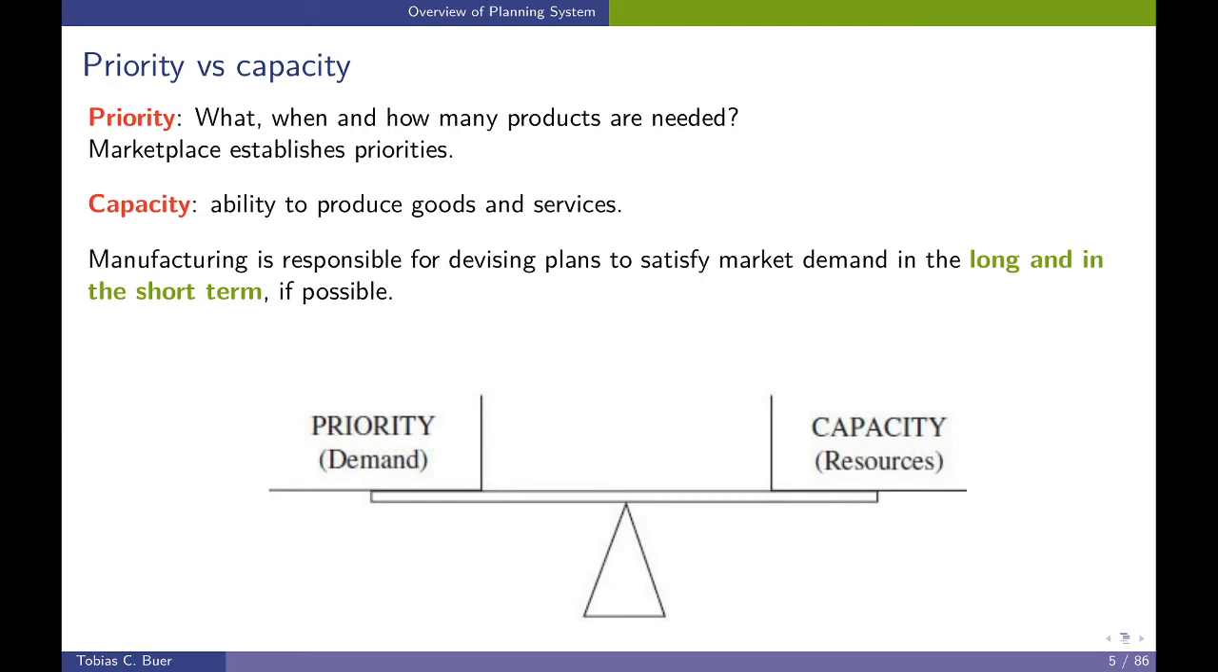Priority means in this context what, when, and how many products are needed. The demand for this usually comes from our customers, from the market. On the other hand, capacity reflects our ability to produce goods and services. Of course, we need the appropriate capacity to fulfill the demand of our customers. And in production planning, we are responsible for making these plans to satisfy the market demand in the long and in the short term if possible.